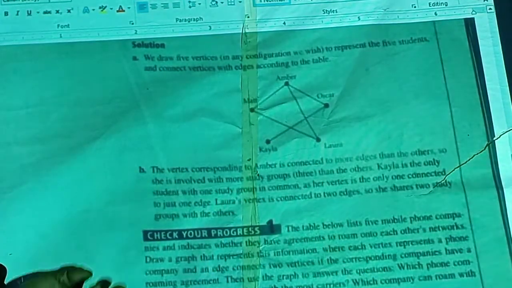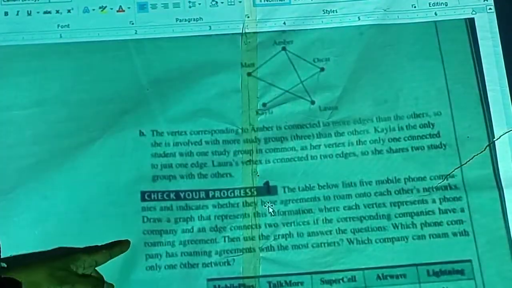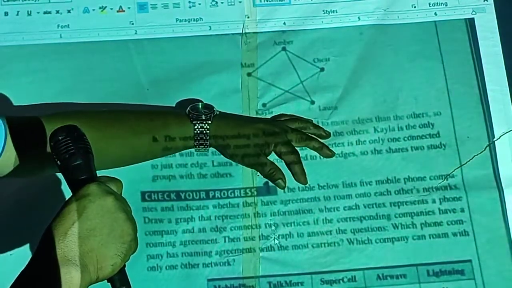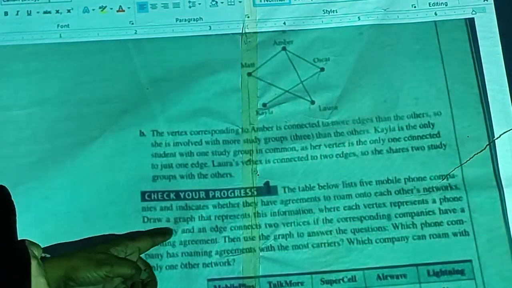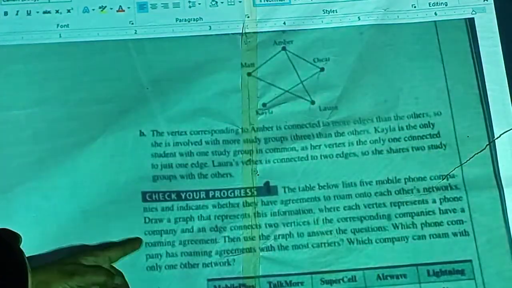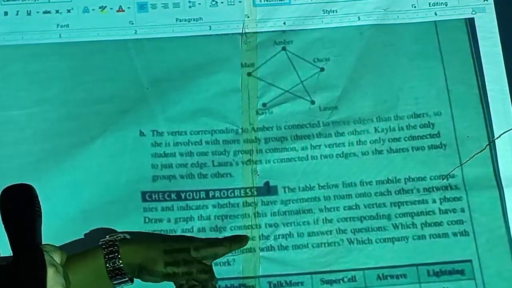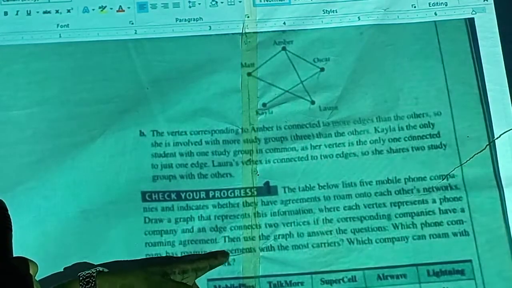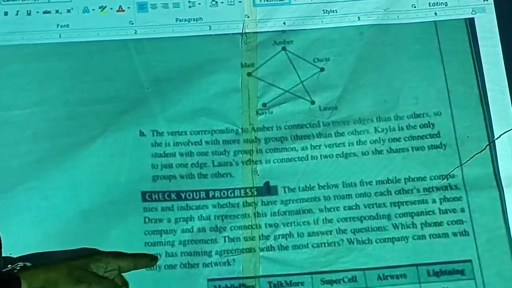Okay? So, the table below lists mobile phone companies and indicates whether there is an agreement to roam into each other's network. An edge connects 2 vertices if the corresponding companies have a roaming agreement. Then use the graph to answer the questions. Which phone company has roaming agreement with the most carriers? Which company can roam with only one other network?